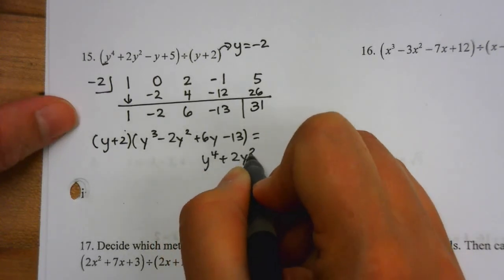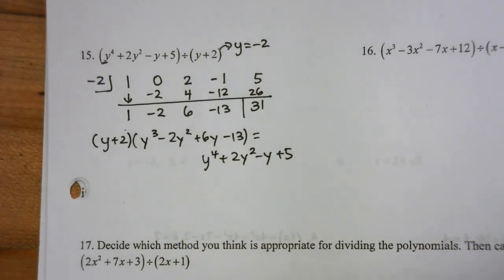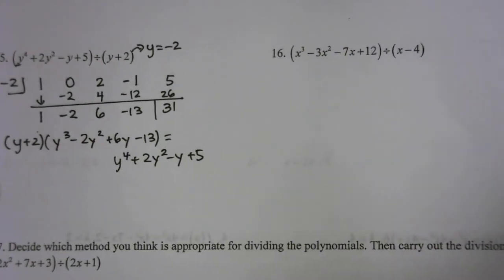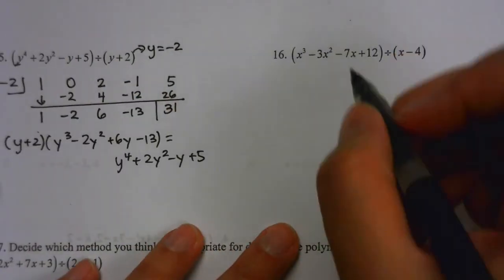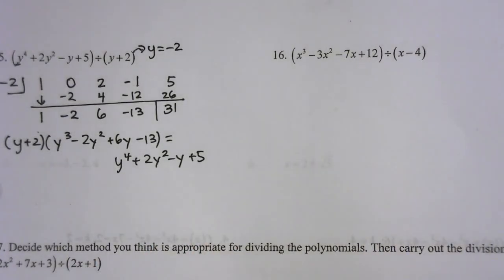Plus 2y squared minus y plus 5. And 16, I'll let you guys try it.